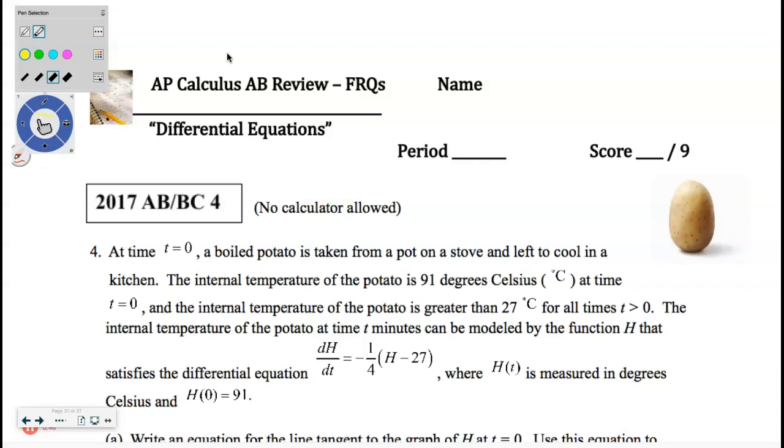But in this problem, you're taking a boiled potato out of the pot and you're just letting it cool, and you can run some calculus on it. You measure its internal temperature to be 91 degrees at time 0. That's really important. Whenever you read a question and they give you a point on the graph, you're going to be using it probably multiple times. So off on the side, again, we haven't done many of these real FRQs in full slowly. So I have the point 0, 91.